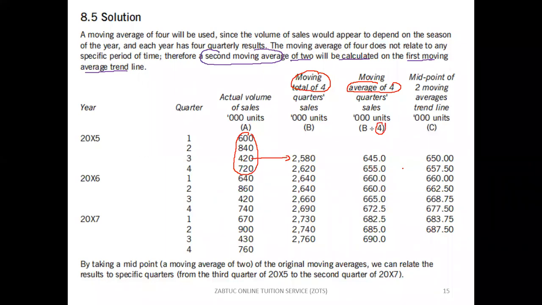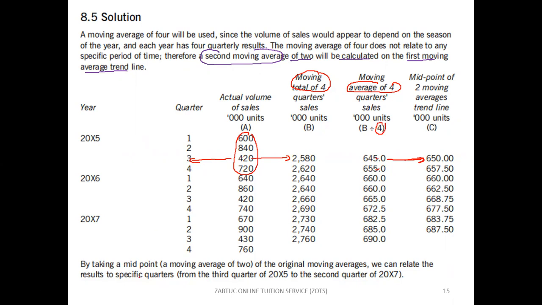Then from there, you start adding this figure and this figure, and you find the average and put it there. So that's what we do. This one plus that one, divide by 2, and you put it there. Now, if you read this one, to which quarter has it been aligned? To quarter 3.